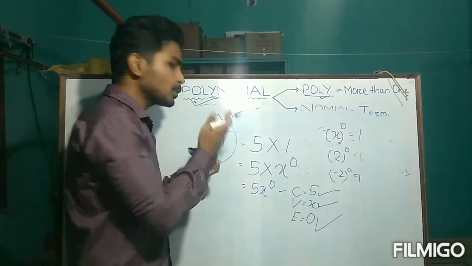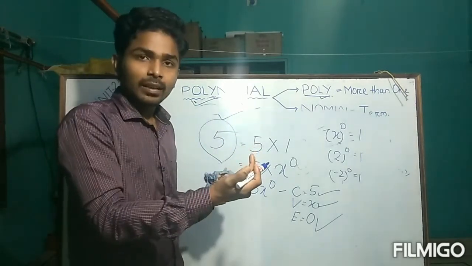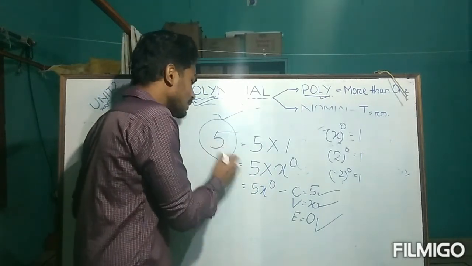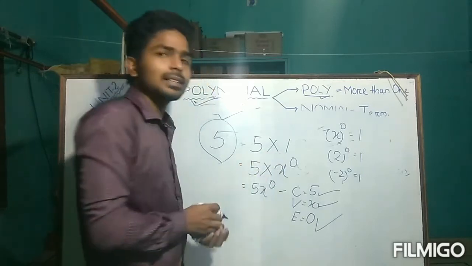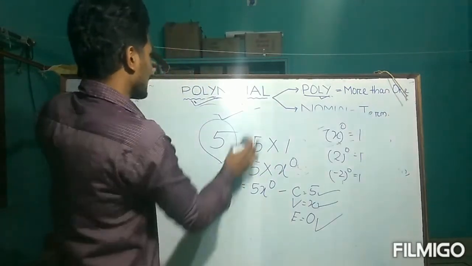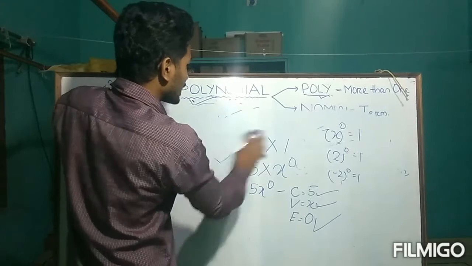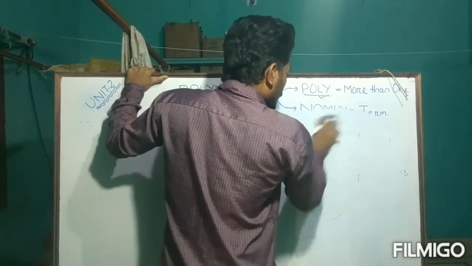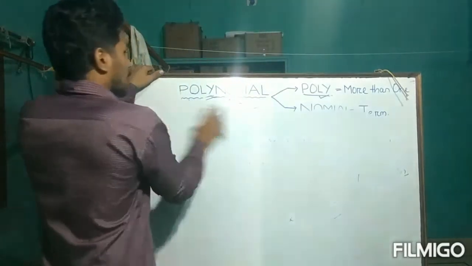So 5, 2, 3, minus 7, any integer is also a polynomial because they can be written in the form 5 to the power 0. Understood? So I think it is clear what a polynomial is. Then what are the types of polynomial?